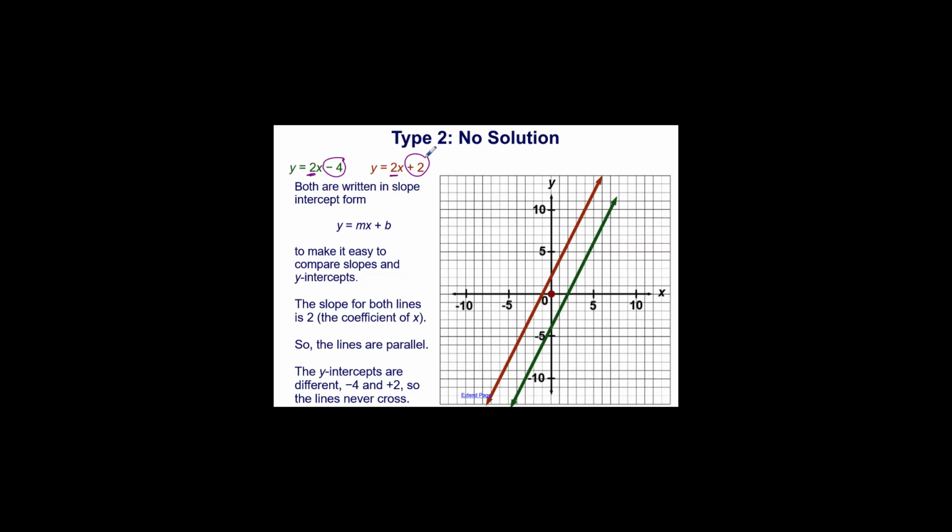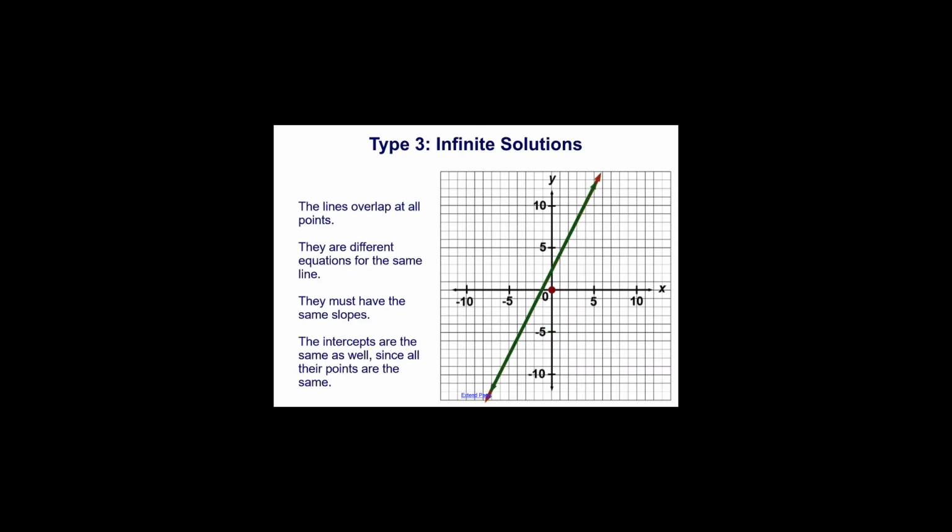They're never going to cross. They have the same slope, but different y-intercepts. They are parallel. And therefore, the system of those two lines has no solution. Now, here is the third type where a system would have infinitely many solutions. This is where the lines overlap at all points.